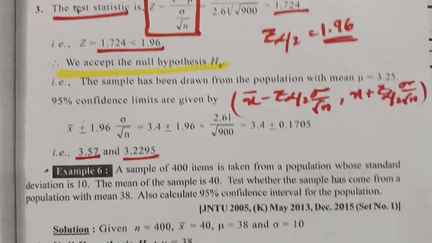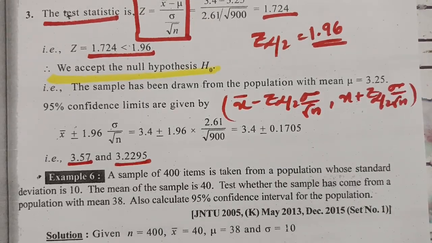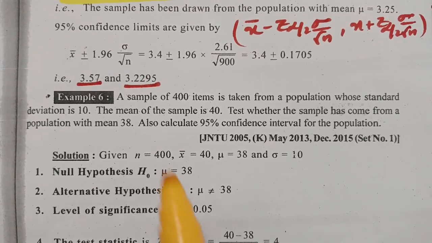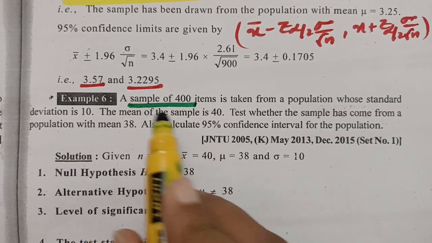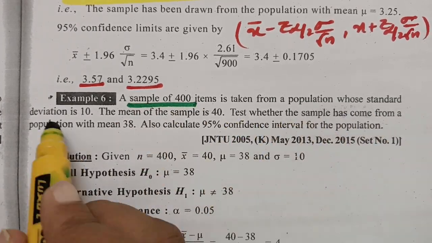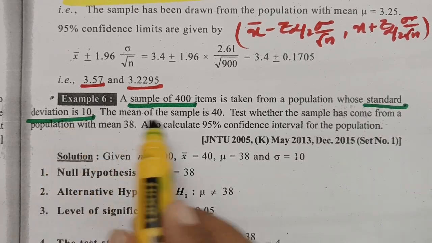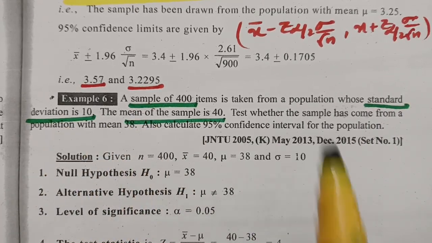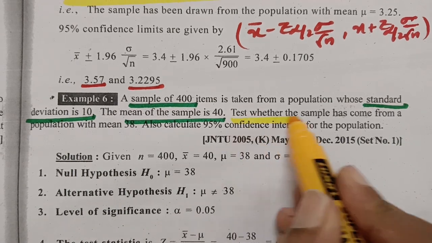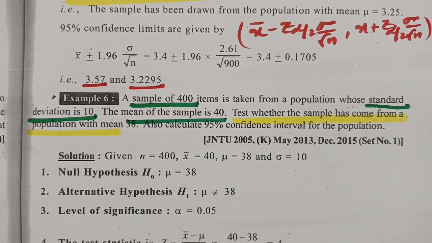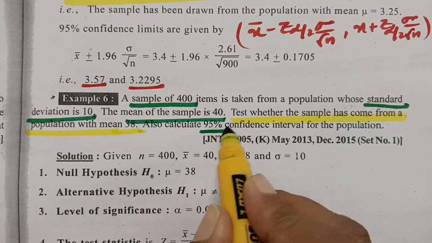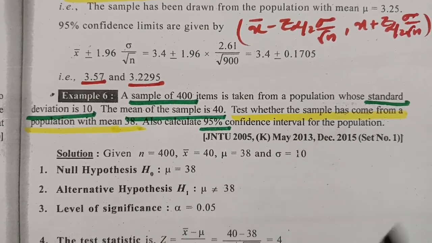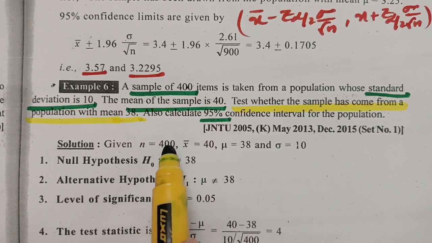And the next one is a sample of 400 items. See, the sixth question here is: a sample of 400 items is taken from a population whose standard deviation is 10, and the mean of the sample is 40. Test whether the sample has come from the population with mean 38, and we have to calculate 95% confidence intervals for the population. What is given here? N is equal to 400.